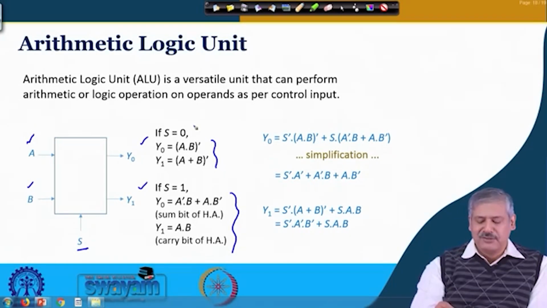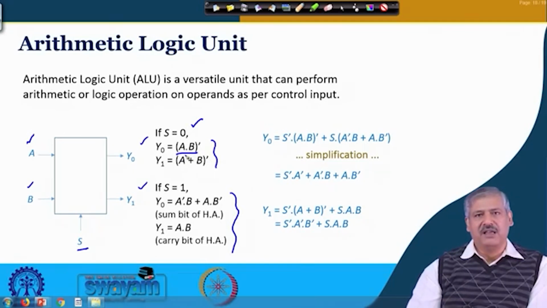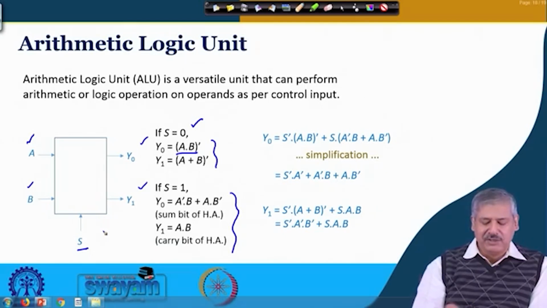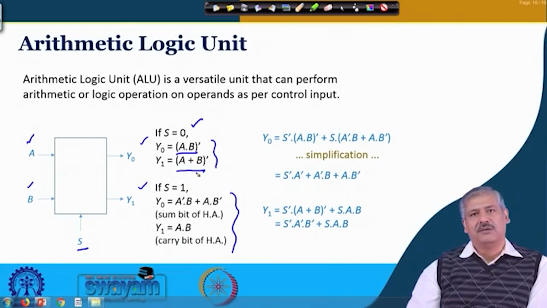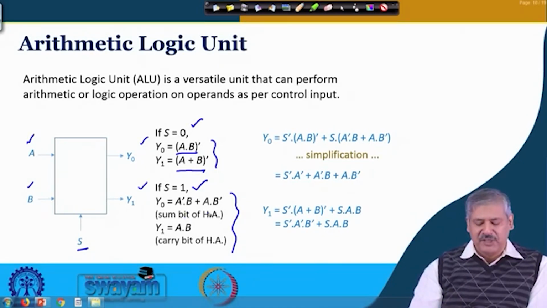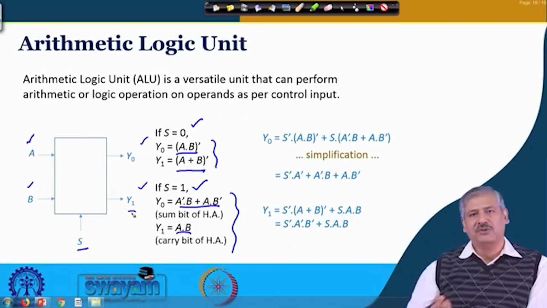If S is equal to 0, then the y0 output will be the logic operation NAND of AB, and at that time if you sample y1, you will get A NOR B. But if S is equal to 1, then what you get is the half addition. So, y0 will be the sum bit, which is the XOR of A and B, that is A prime B plus A B prime, and y1 will be the carry bit, that is AB. We all know about it. We have seen this before.